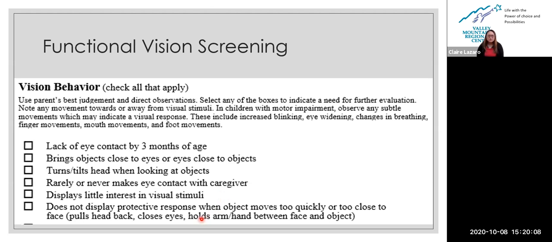And then the child does not display a protective response. Sometimes you move quickly and the child blinks or closes their eyes, or of course they move away also. If they don't do that, then that is another concern that we want to investigate further. We want to make sure that when the family goes back to their primary care for their well child checkup, that concern will be addressed at that time.